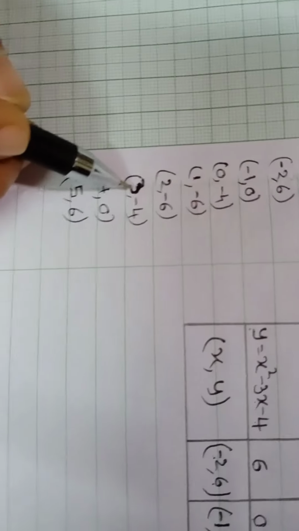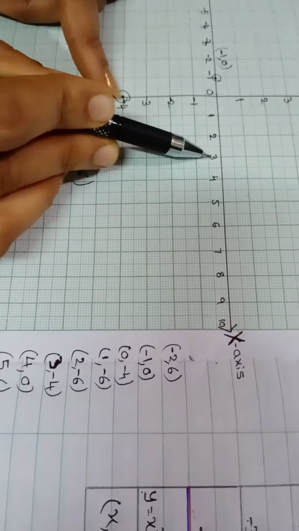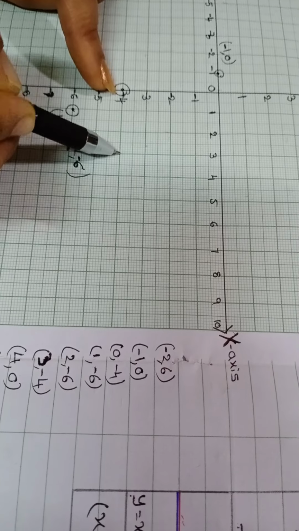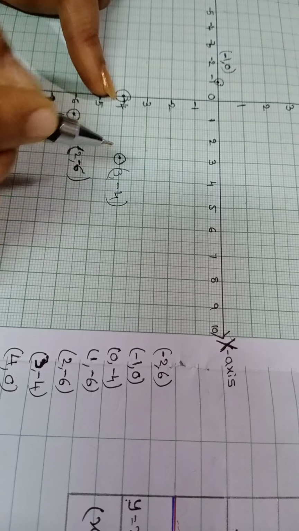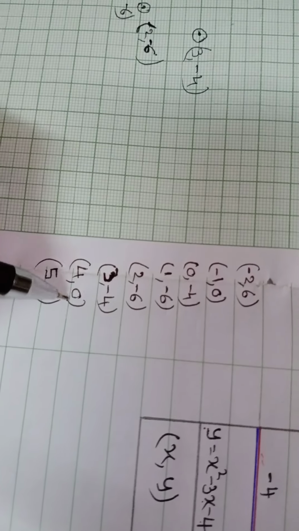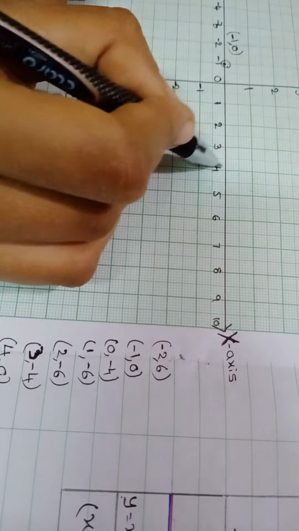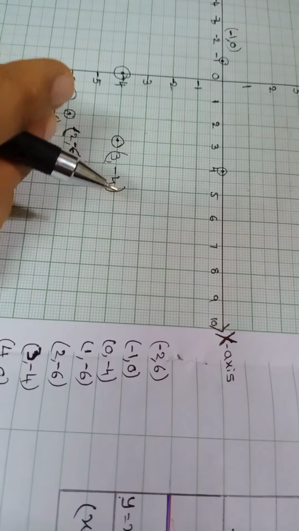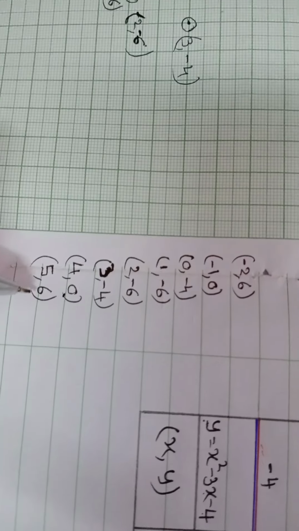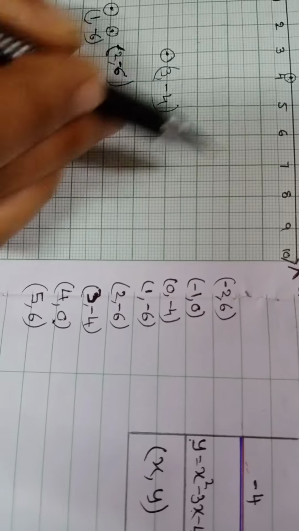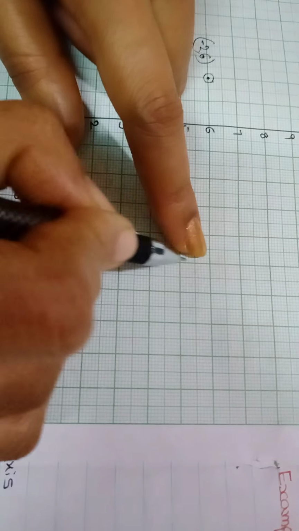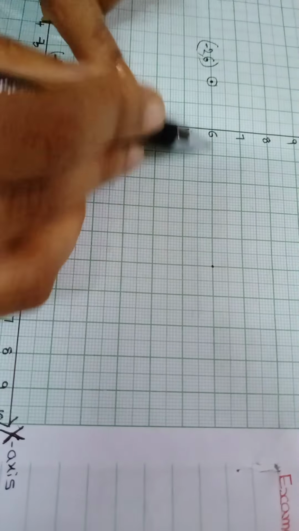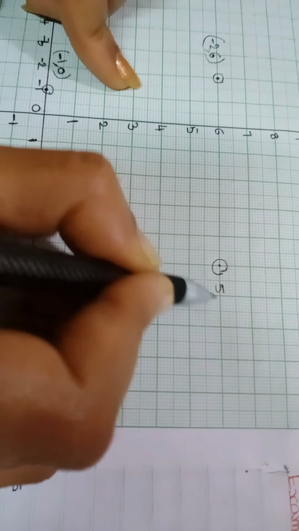Next point, 3 comma minus 4. X is 3, y is minus 4. Here, 3 comma minus 4. Next, 4 comma 0. X is 4, y is 0. Next, 5 comma 6. X is 5, y is 6. 5 comma 6.